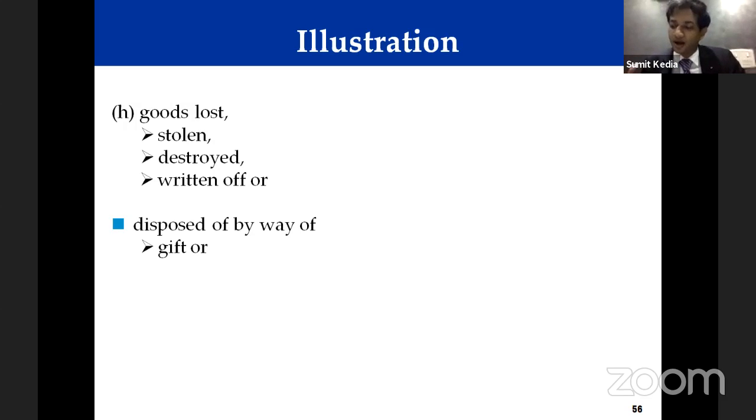I know it has exceeded the time, but anyway, I think let's complete this, because I'm trying to cover the majority of the provisions and trying to get into detail of those provisions.